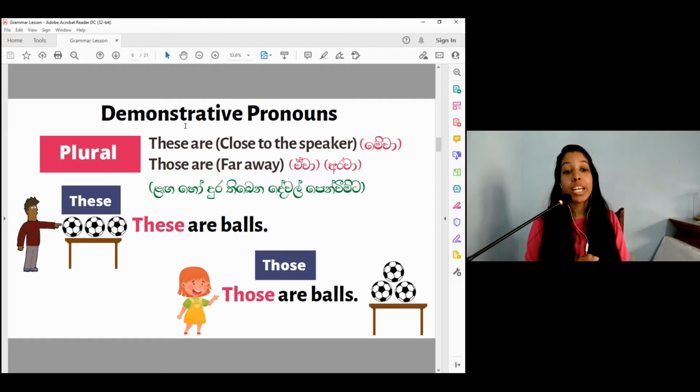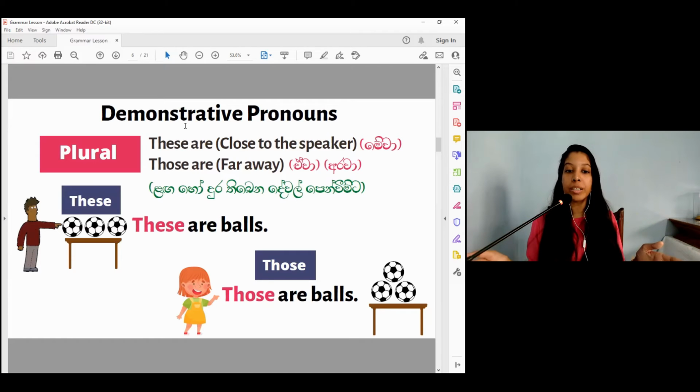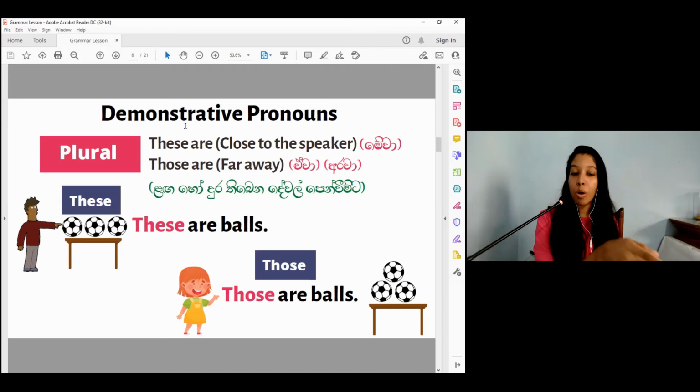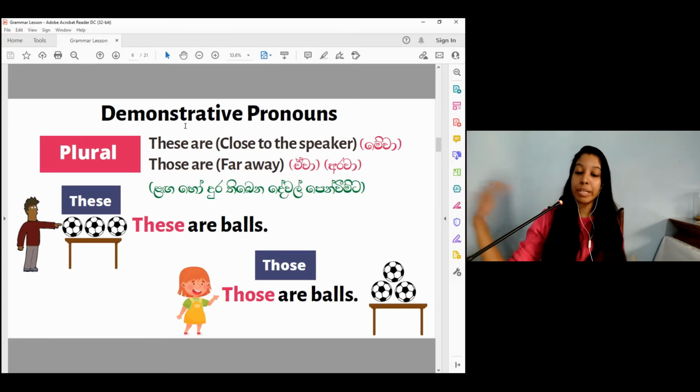So now we are going to tell you how to use these and those. So these is the plural of this, right? This is singular and these are plural. So if we're talking about something close, now the man has 3 balls, right? He's pointing to those. He's saying these are balls. The balls are closer to him. And then the girl is saying those are balls because it's further away, right?